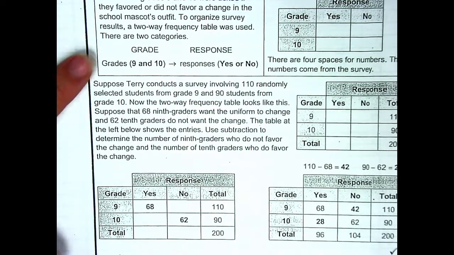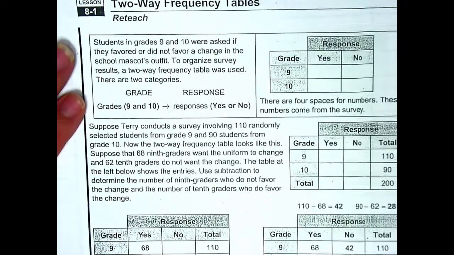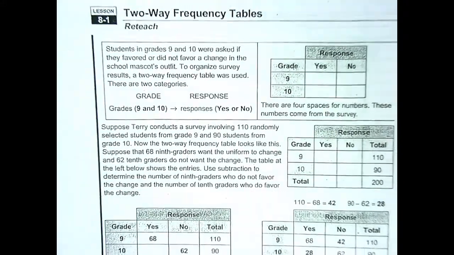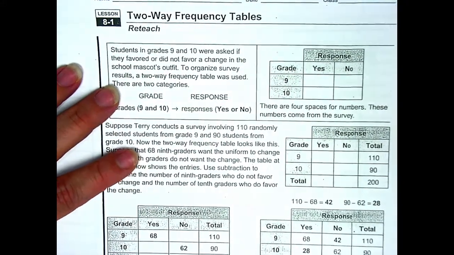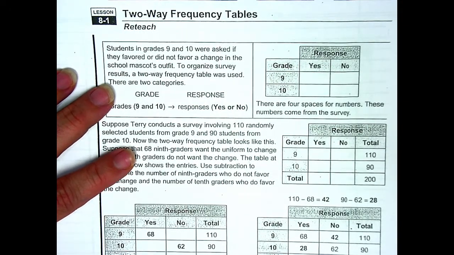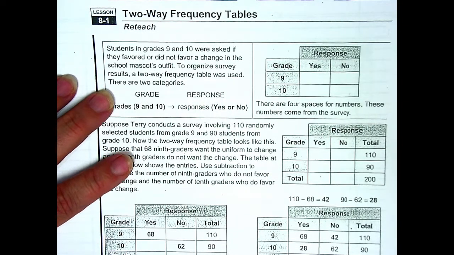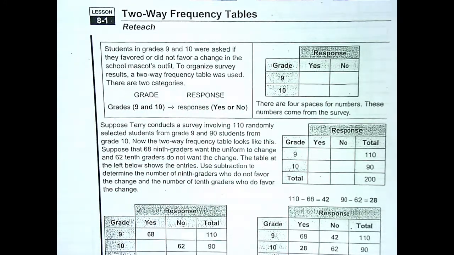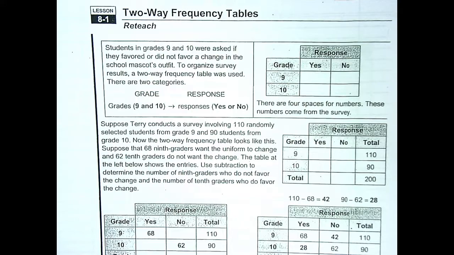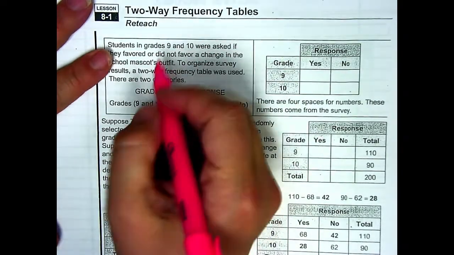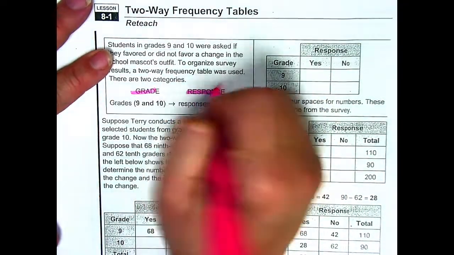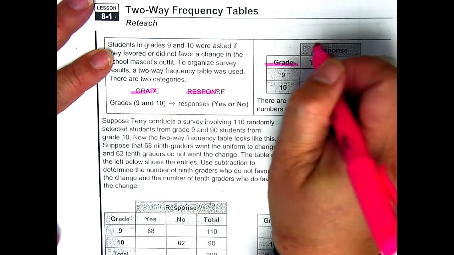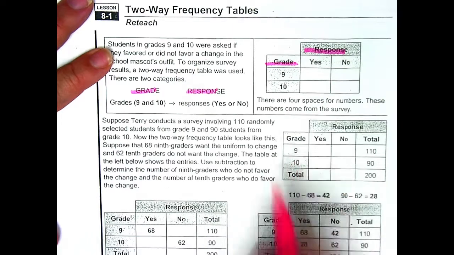Okay, it says here in the example, students in grades 9 and 10 were asked if they favored or did not favor a change in the school mascot's outfit. To organize the survey results, a two-way frequency table was used. Okay, and in that two-way frequency table, they have two categories: grade and response. And you can see the grades go here in the column, and the responses are here in these columns.